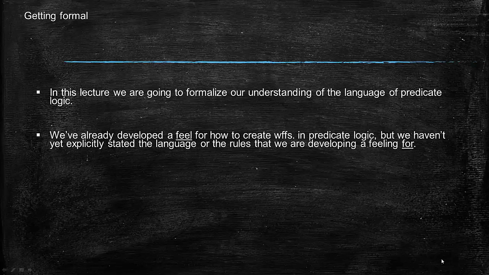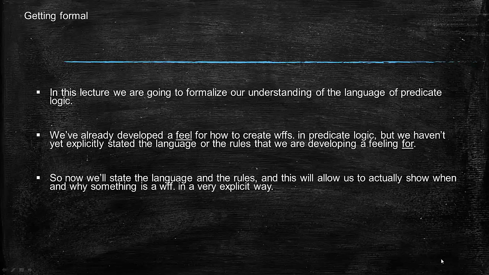So far, as you know, we've already developed a feel for how to create woofs in the predicate logic, but we haven't yet explicitly stated the language or the rules that we're developing a feeling for. So now we'll state the language and the rules, and this will allow us to actually show when and why something is a woof in a really explicit way.